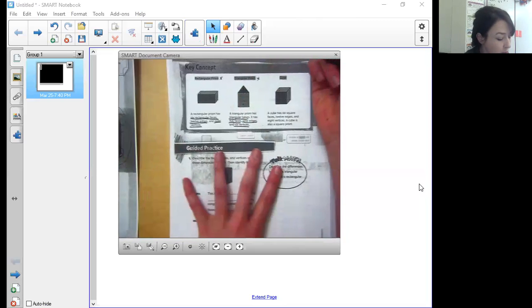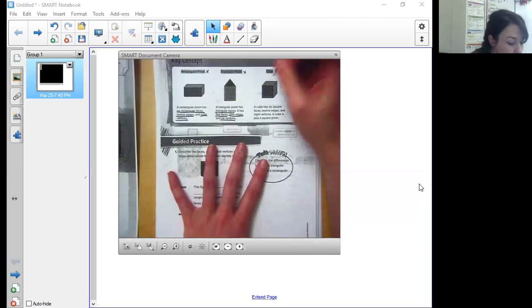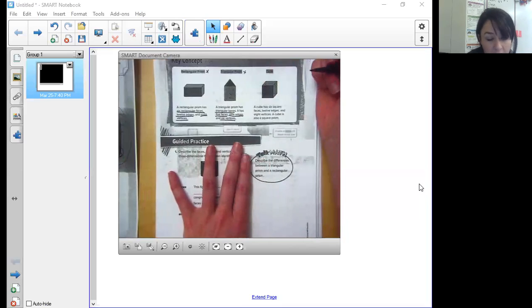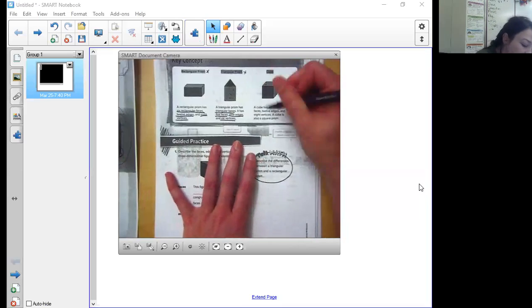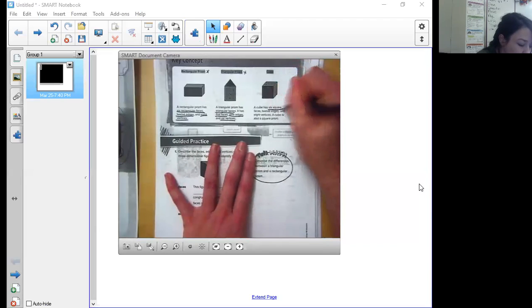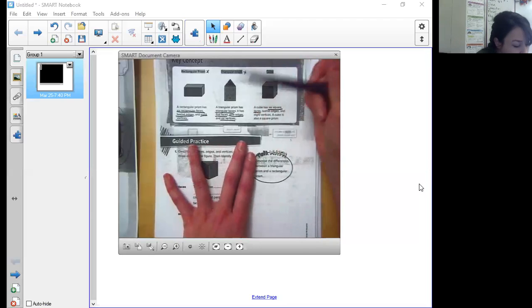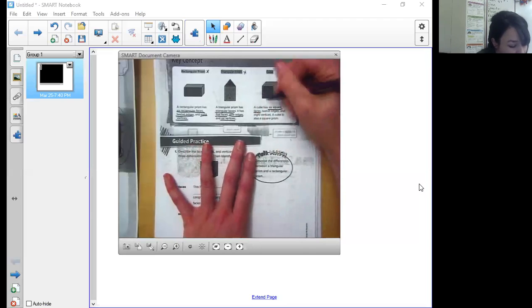All right, let's look at a cube. A cube and a rectangular prism could probably be almost identical, except there's one difference. Let's see what we can find. A cube has 6 square faces. Oh, I just found it. Right? So the difference between a rectangular prism and a cube is going to be the shape of its faces.